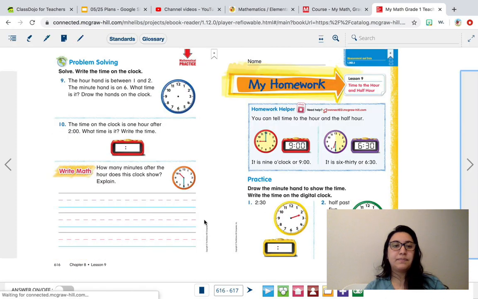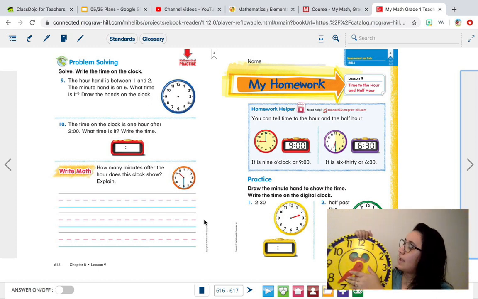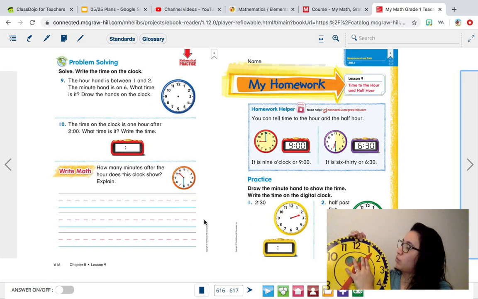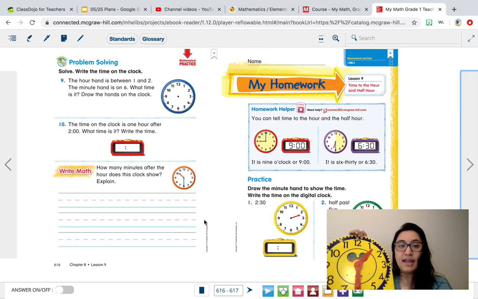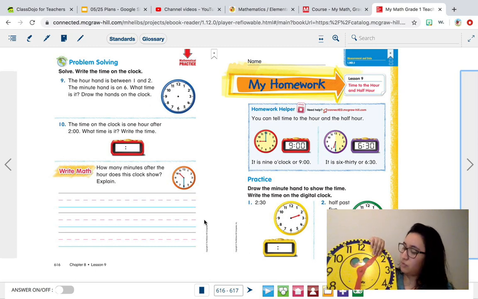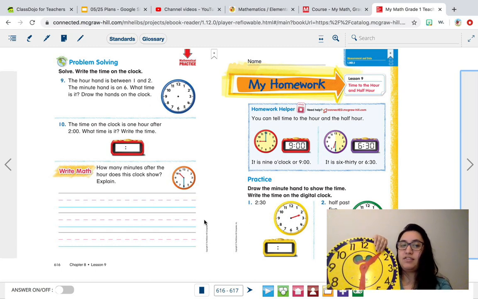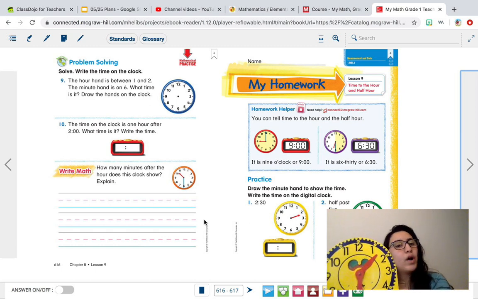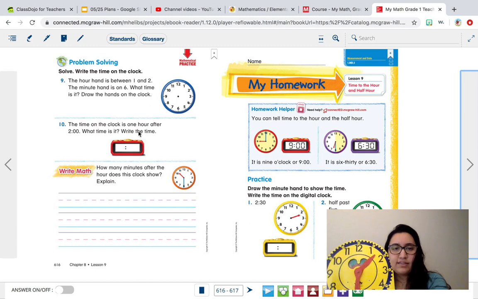All right. Problem solving. Write the time on the clock. So the hour hand is between 1 and 2. So we know the hour hand is going to be between 1 and 2, and the minute hand is on the 6. So the hour hand is between 1 and 2, and the minute hand is on the 6. What time is it? Draw the hands on the clock.